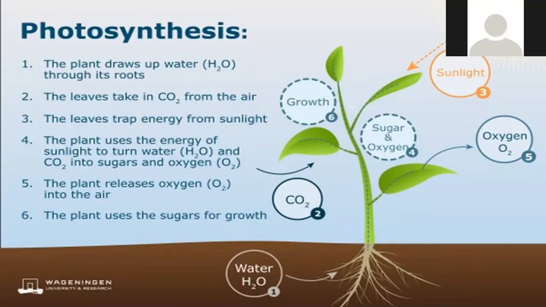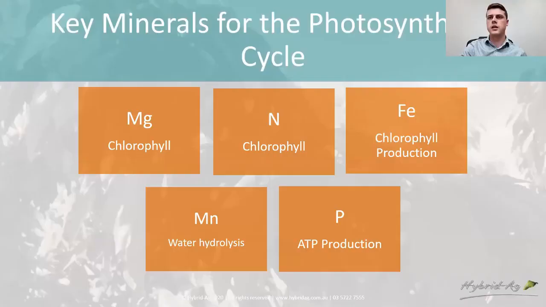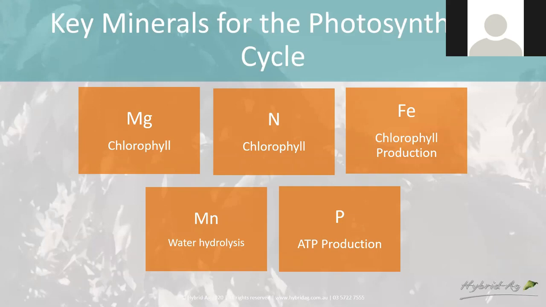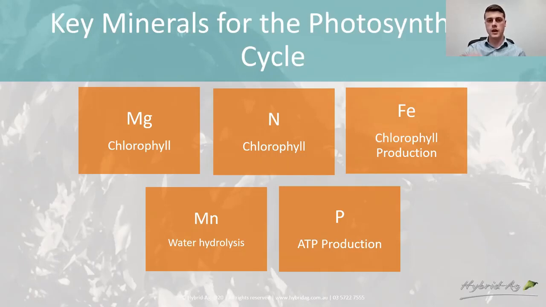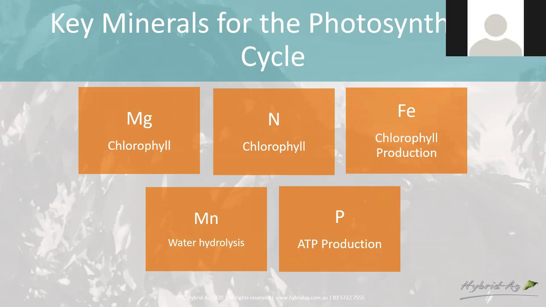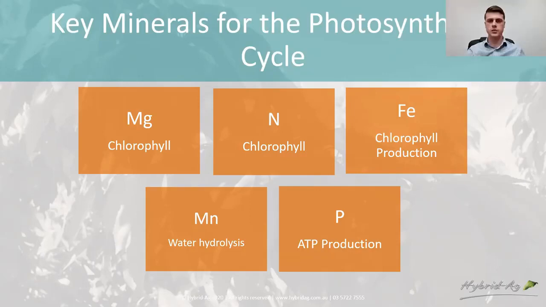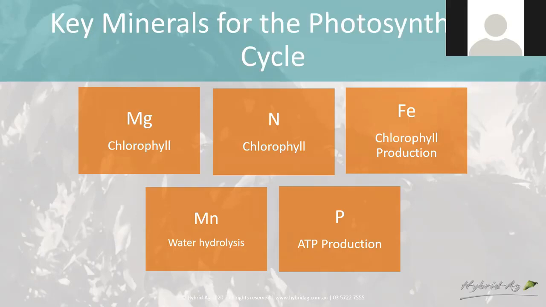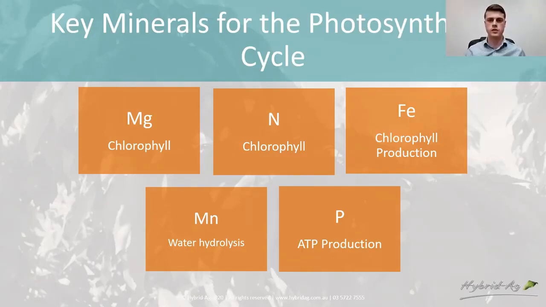So if we have a look at some of the key nutrients for photosynthesis, we have magnesium and nitrogen, and both of these are used in the actual makeup of chlorophyll. Iron is important for the production of chlorophyll, so we need to have iron there to be able to utilize these other nutrients. So this is where it becomes more and more a balancing act between the nutrients, compared to just one or two particular nutrients being better.